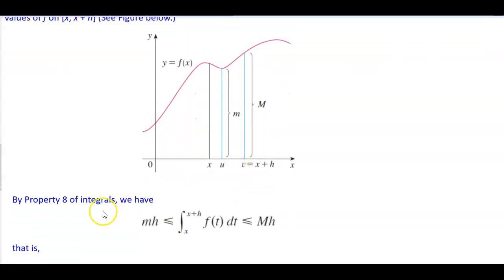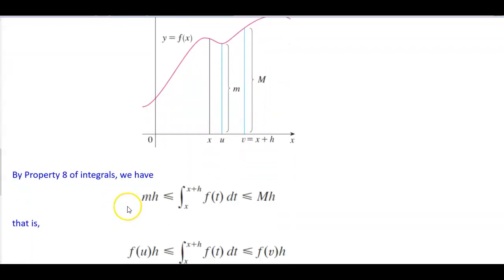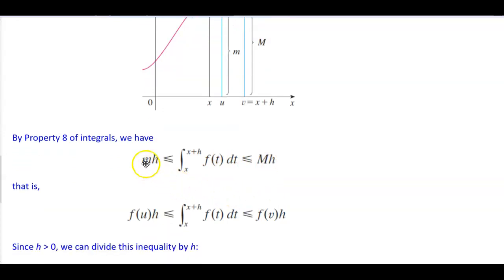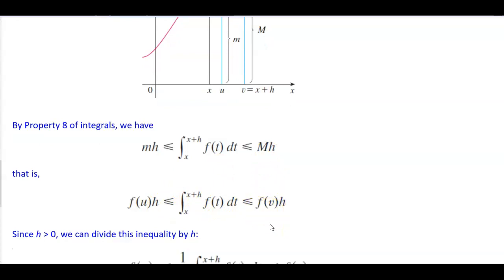Now, by property 8 of integrals, we have the following. We can say that m times h is less than or equal to the integral of f(t) dt from x to x + h, which is less than or equal to capital M times h. Now we also know that m is f(u) times h, which again is in between this integral, and capital M is f(v) times h.